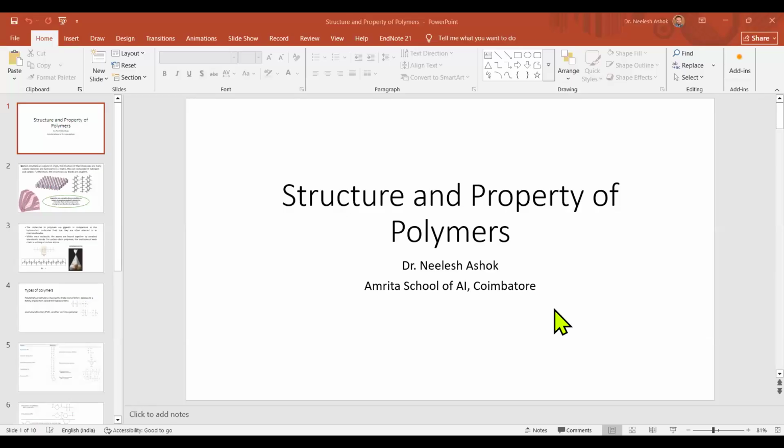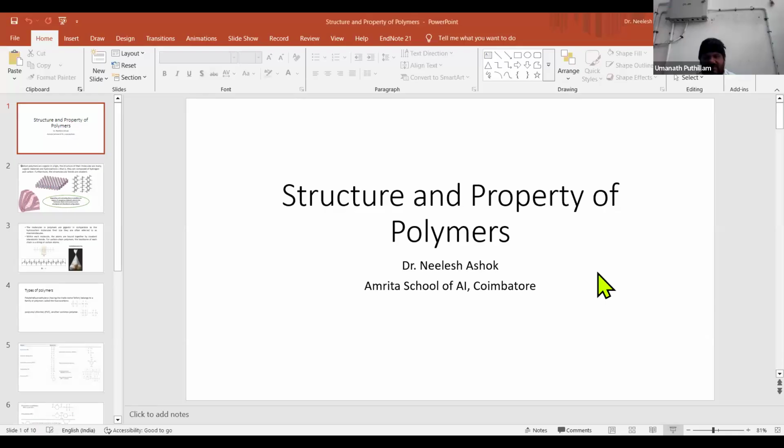So another aspect, structure property relations of polymers, which I wanted to explain during this talk. Is the screen visible now, Manoj? Yes, it is visible. Okay, structure properties and relations of the polymer.